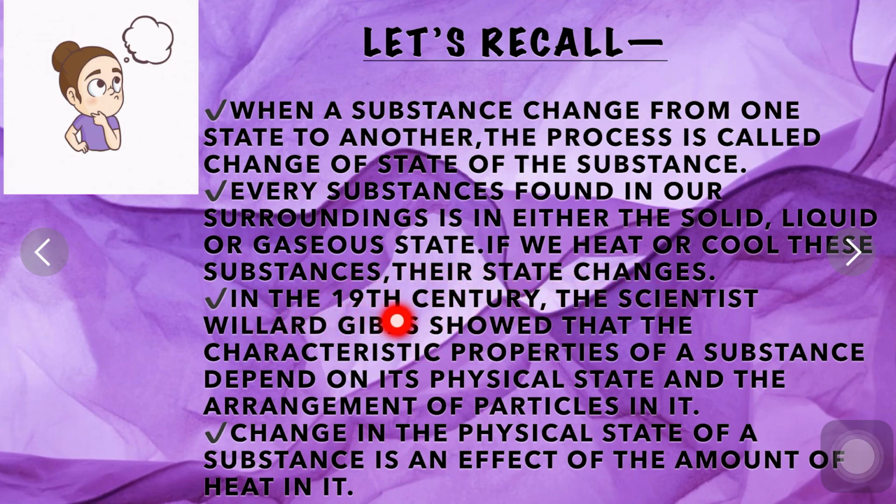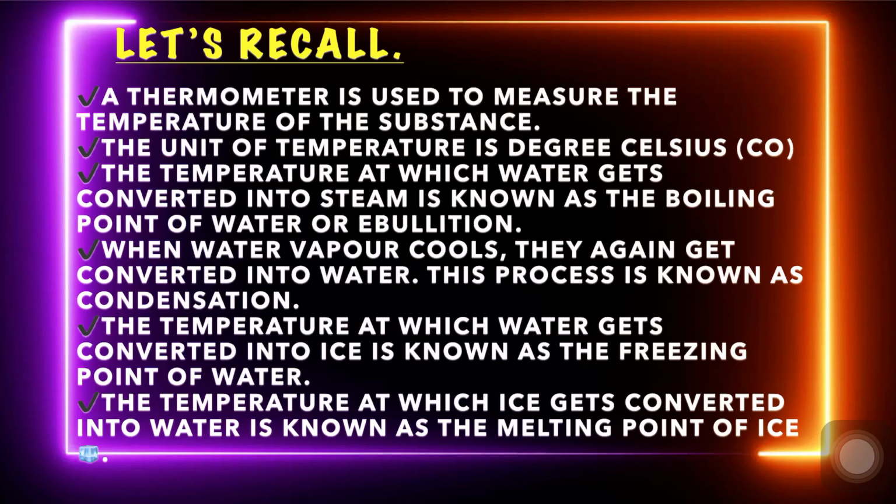In the 19th century, the scientist Willard Gibbs showed that the characteristic properties of a substance depend on its physical state and the arrangement of particles in it. Change in the physical state of a substance is an effect of the amount of heat in it. A thermometer is used to measure the temperature of the substance. The unit of temperature is degree Celsius.